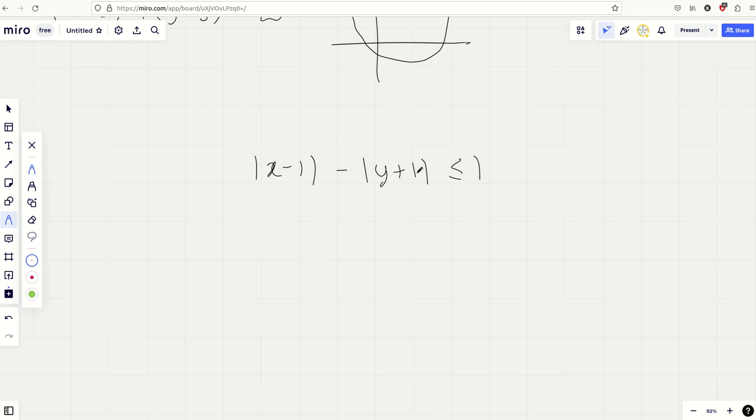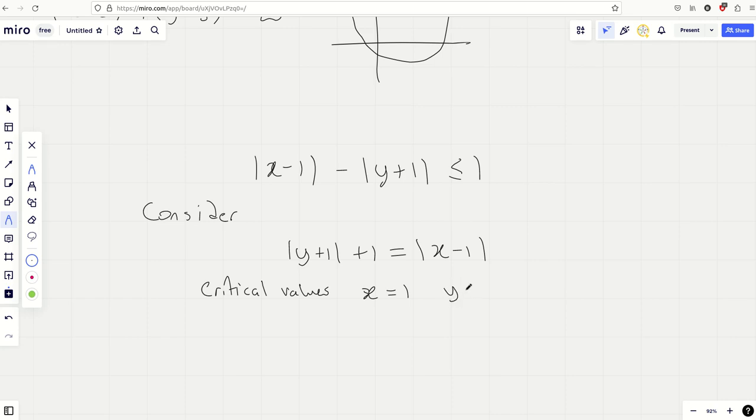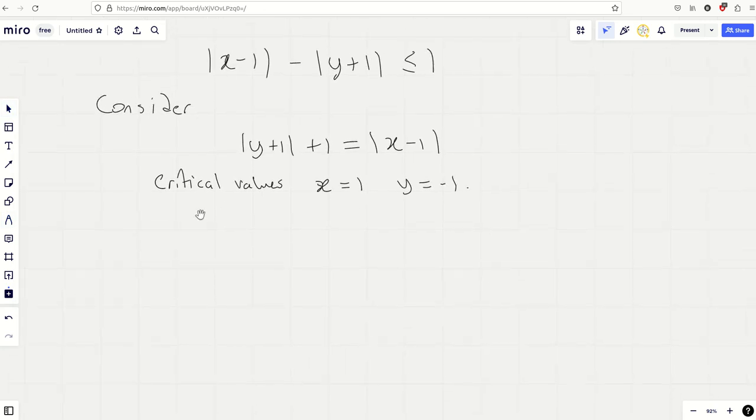I don't like the minus there. I really don't. I'm actually going to add this to the other side so that I've got mod of y plus 1, add 1, equals mod of x minus 1. I just feel more comfortable looking at that kind of idea, yeah? But then I am going to take very similar ideas to what I did before. I'm going to think about the critical values, yeah? Now the critical values are x equals 1 and y equals minus 1. Yeah, they're clearly the important values. So let's think about it systematically as we did before.